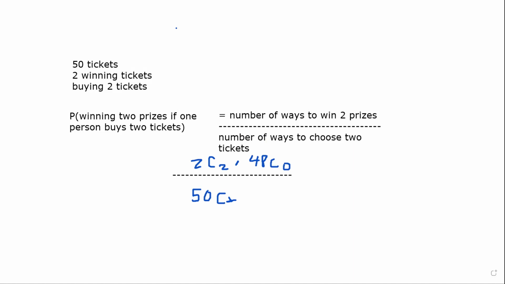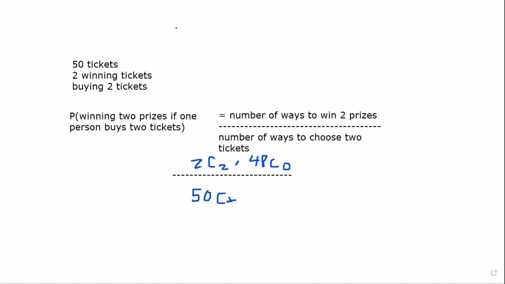48, math, probability, nCr, 0. We're not choosing any. That top part comes out as 1, which we know there's 1 way to choose both. Then the bottom part of this is, we have 50 tickets, so we're going to say 50.